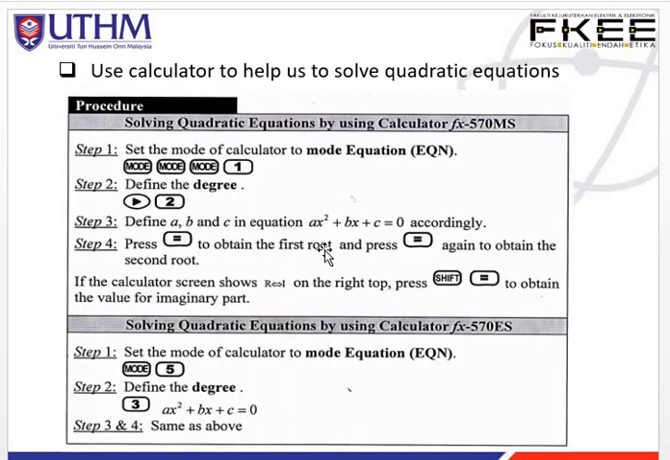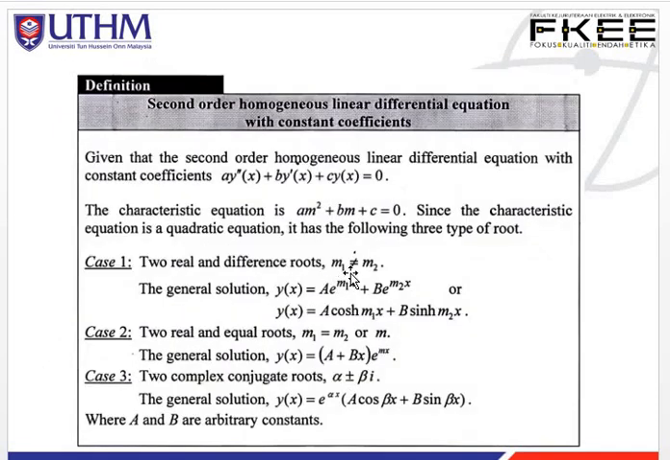You press the equal symbol to get the first root and press a second time to get the second root. So you get root 1 and root 2, whether they are different, equal, or a complex number. Then you can get the general solution based on the roots.